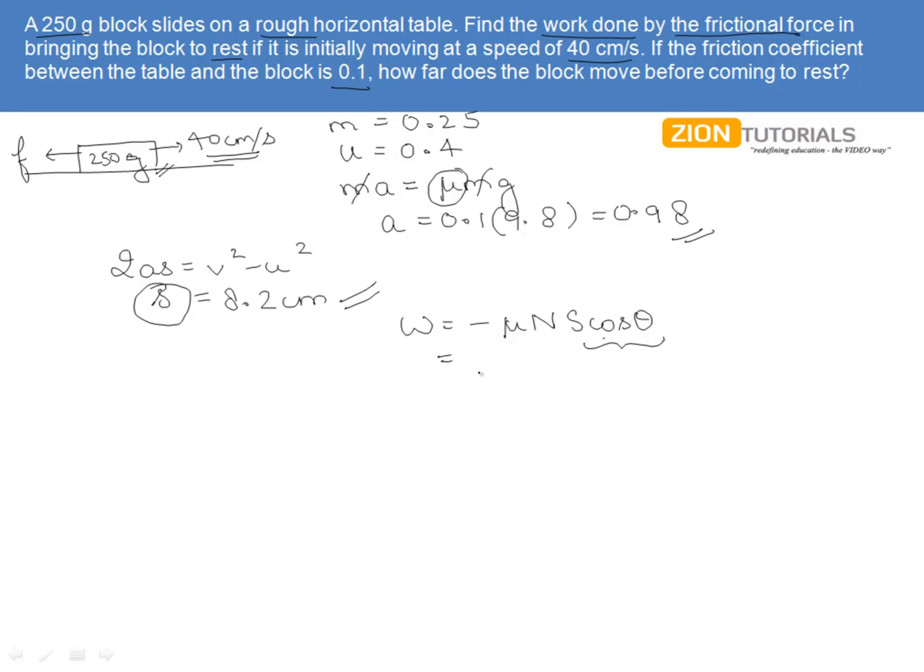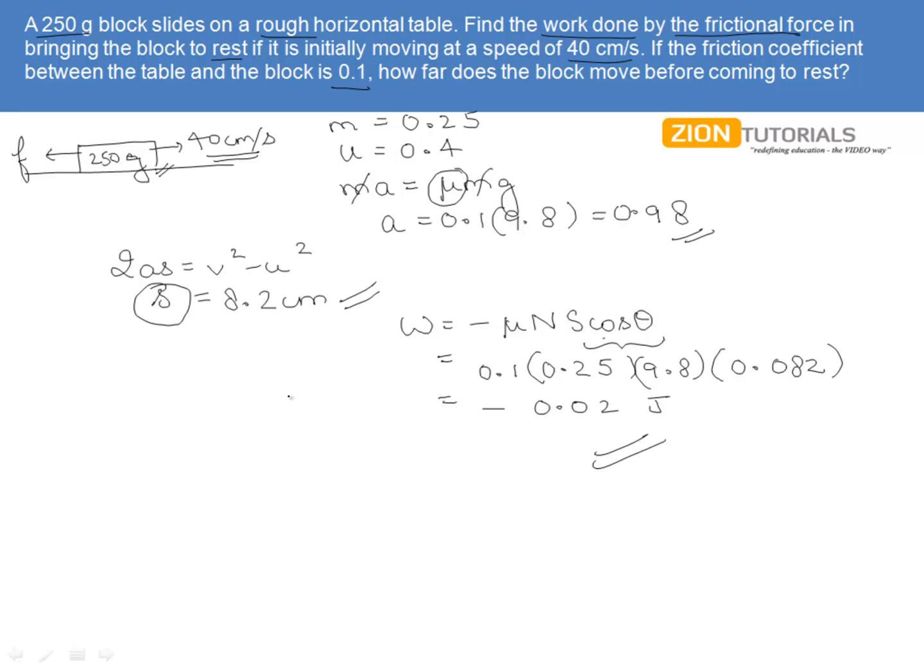So we are getting that work done equals mu, which is 0.1, normal reaction, which is actually the mass, that is 0.25, into the g, which is 9.8, the displacement s, that is 8.2 centimeters or 0.082 meters. Solving it further, we get the value, that is minus 0.02 joules, giving us the work done of this problem.